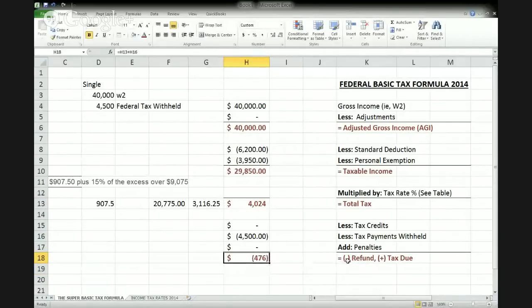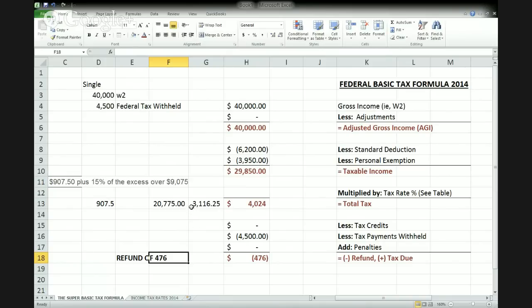And the rule says if this is negative, you get a refund. If this is positive, you have tax due. So in this case, the person gets a refund of $476 for the federal taxation. All right. So I hope this helps you figure out how to do it. Feel free to go back and take a look at the example again.